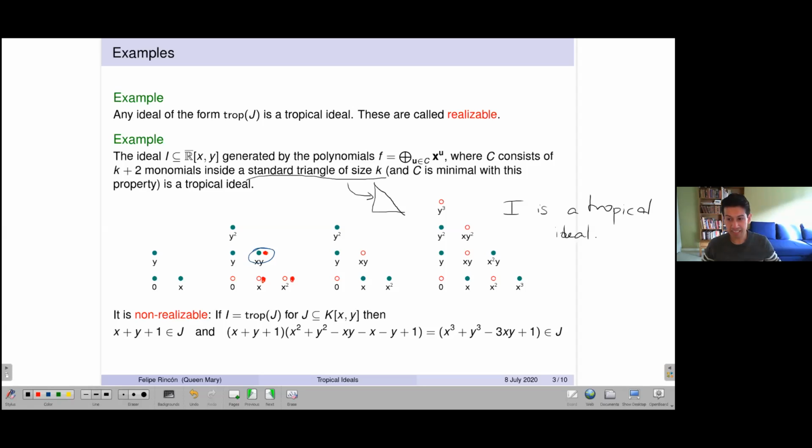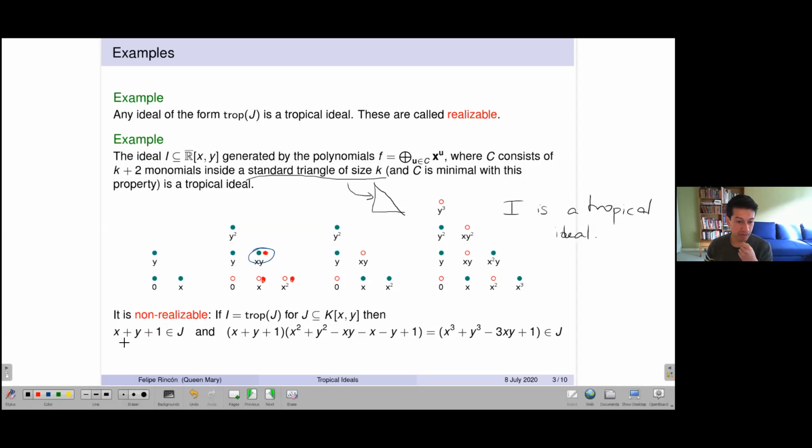So that's the ideal. It's a tropical ideal. And now the claim is that this is not a realizable tropical ideal. And that's not so hard to see. Let me show you why. So suppose it was realizable. Let's say I is the tropicalization of some classical ideal J. Let's say J has some coefficients in some field K.